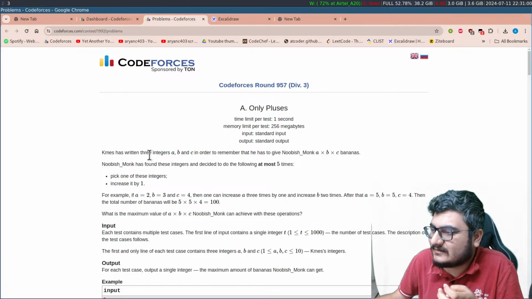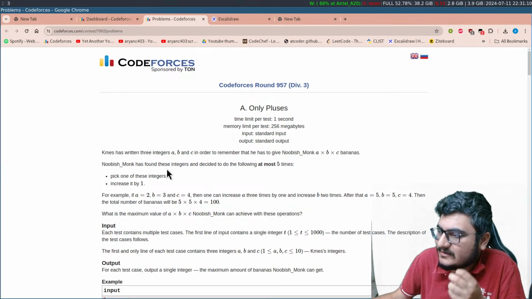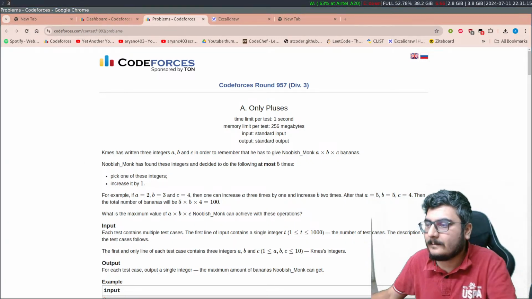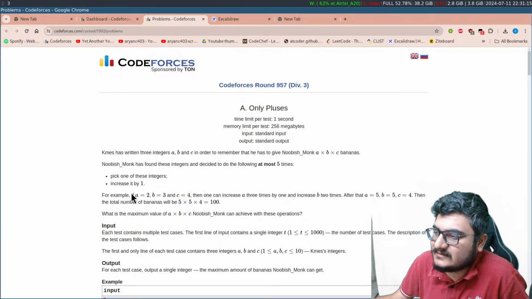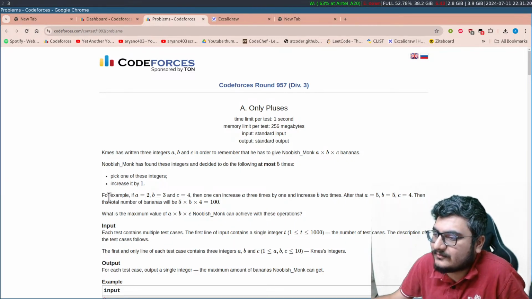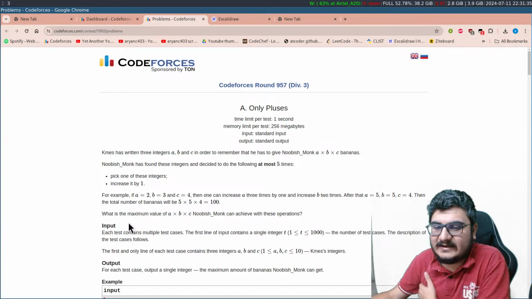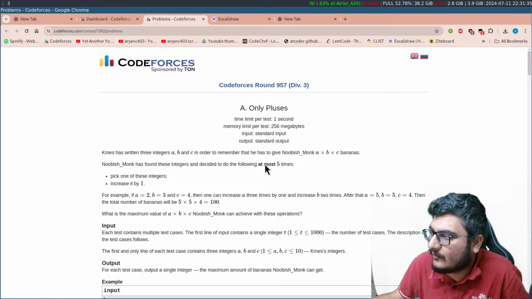So K has written three integers A, B, C in order to remember that he has to give A into B into C bananas. N has found these integers and decided to do the following at most 5 times. Pick one of these integers and increase it by 1. For example, if A equal to 2, B equal to 3, and C equal to 5, one can increase A 3 times by 1, B 2 times. After that, A would be 5, B would be 5, C would be 4, and the total number of bananas would be 5 into 5 into 4, which is 100. It asks us to print the maximum value over there.